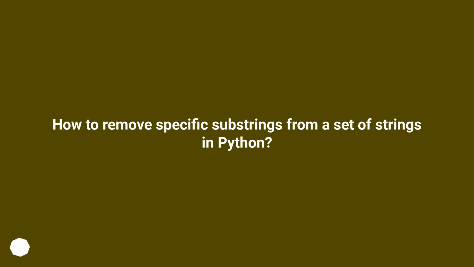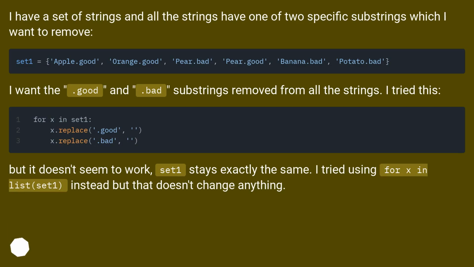How to remove specific substrings from a set of strings in Python? I have a set of strings and all the strings have one of two specific substrings which I want to remove. I want the .good and .bad substrings removed from all the strings.